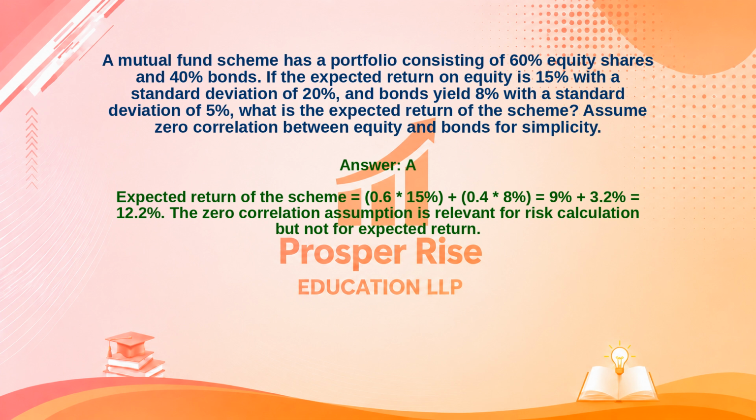Expected return of the scheme equals 0.6 * 15% plus 0.4 * 8% equals 9% plus 3.2% equals 12.2%. The zero correlation assumption is relevant for risk calculation but not for expected return.